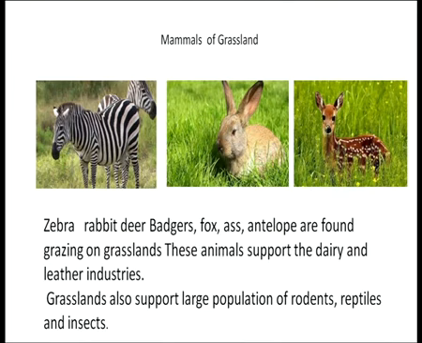Zebras, rabbit, deer, badgers, fox and antelope are found as the grazers in the grasslands. These animals support the dairy and leather industry all over the world. The grasslands also support a large population of reptiles, rodents and insects.